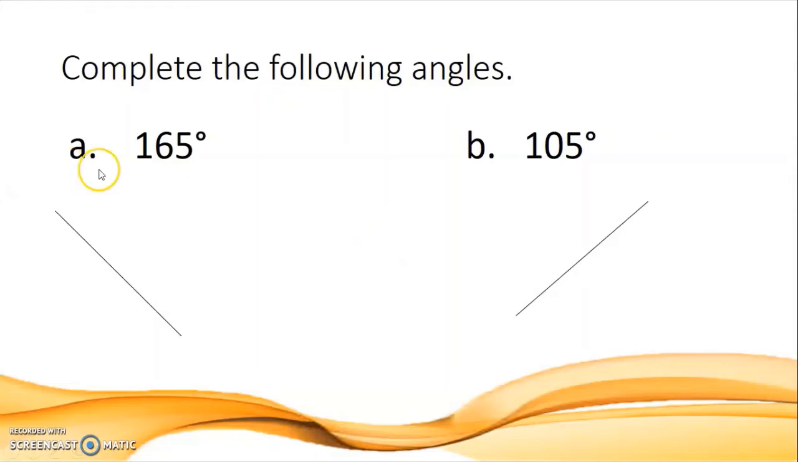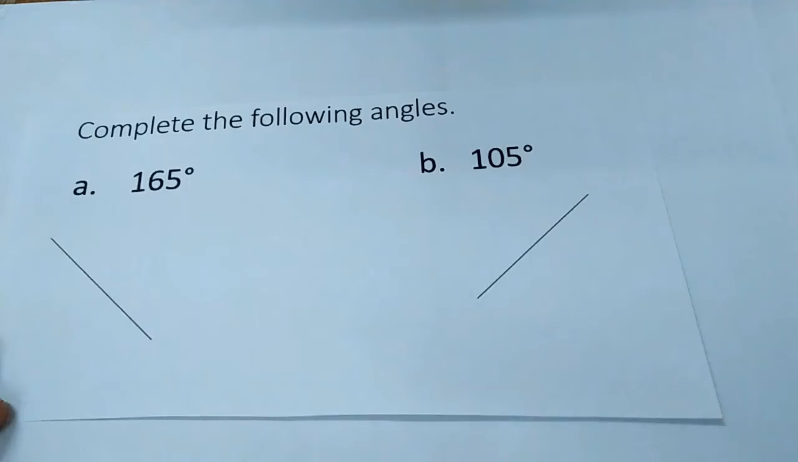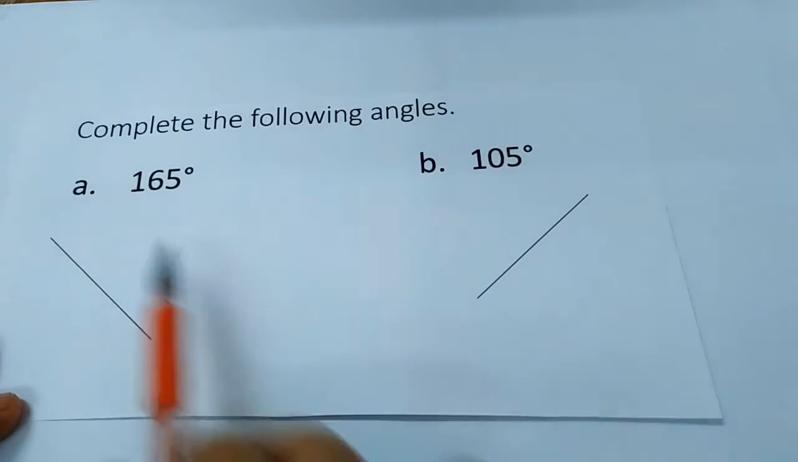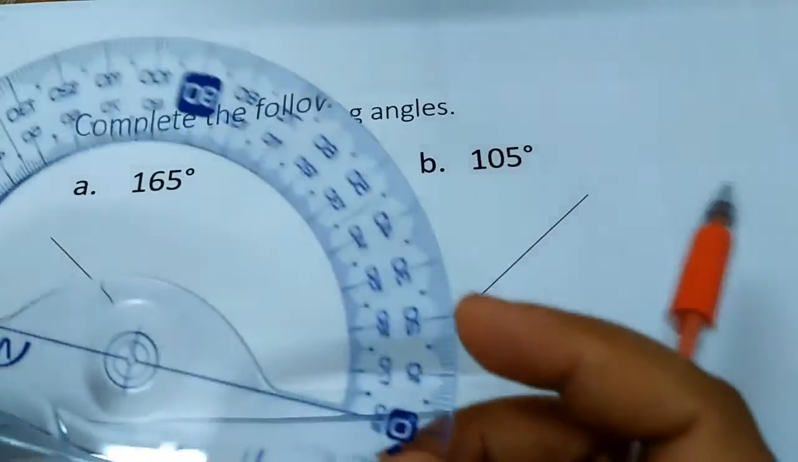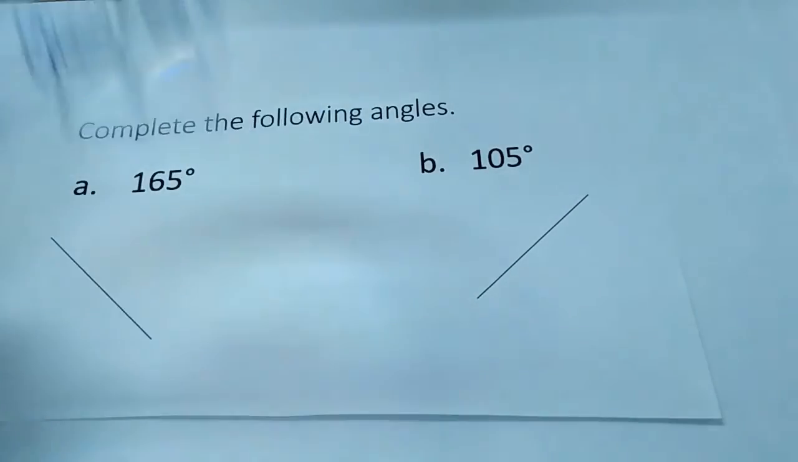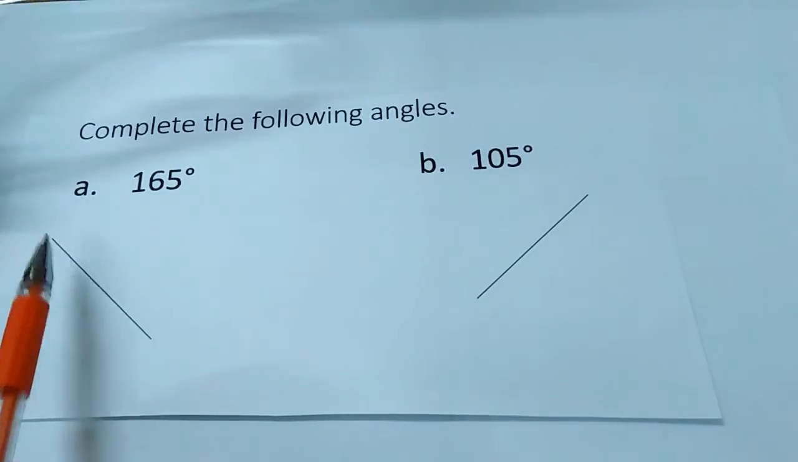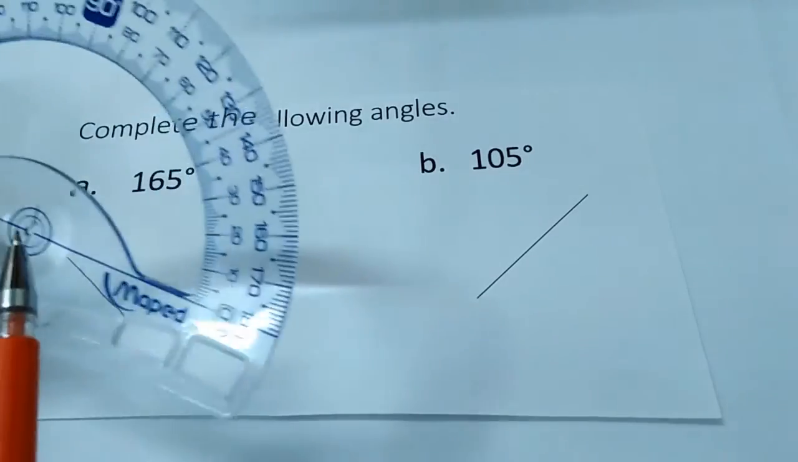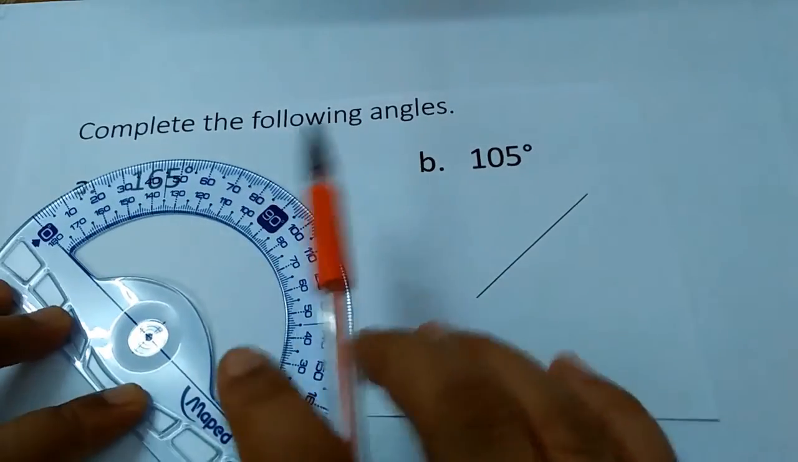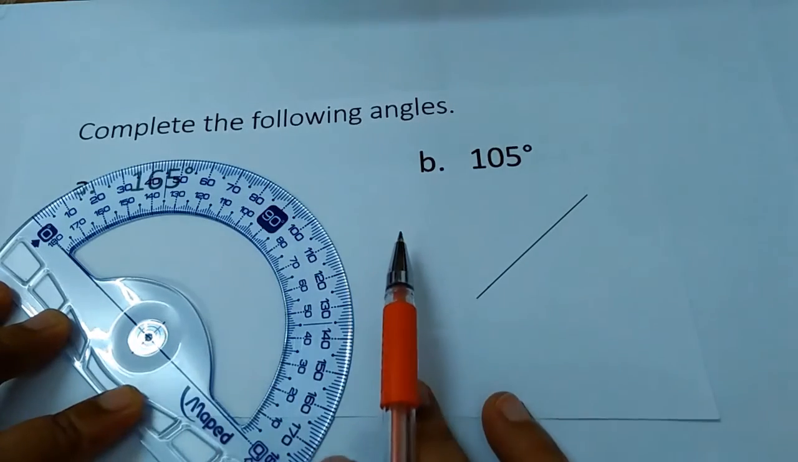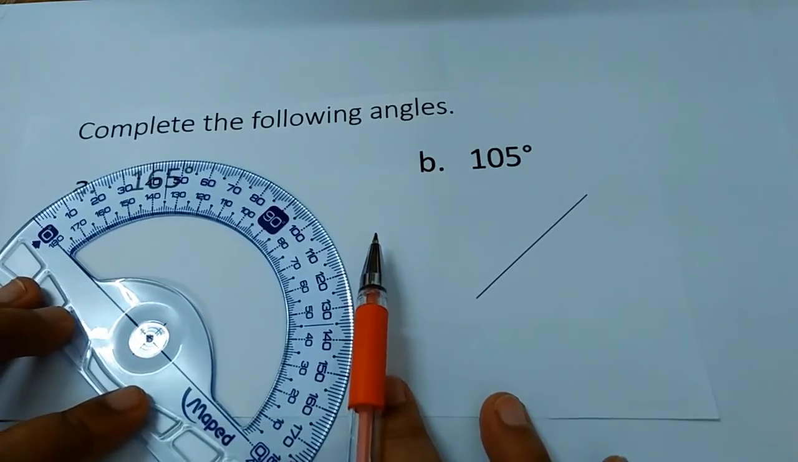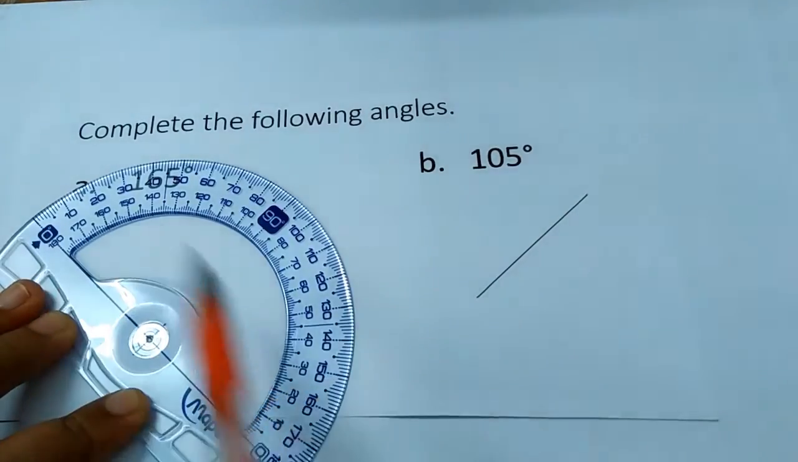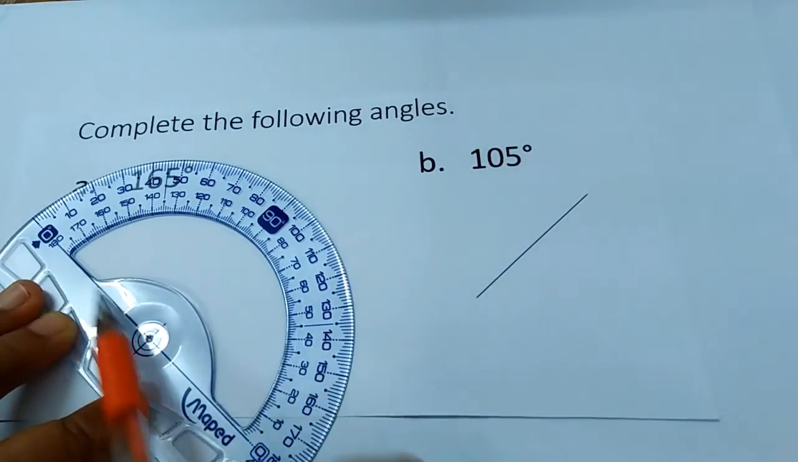Complete the following angles: A, 165 degrees and B, 105 degrees. Letter A, 165 degrees. So still the protractor, the center mark, we're going to put on any of the points of the line. We can use here or here. If we put the center mark on this point, make sure that the line was on the baseline. Start reading at 0, not here. Okay, must be here because this is the line.